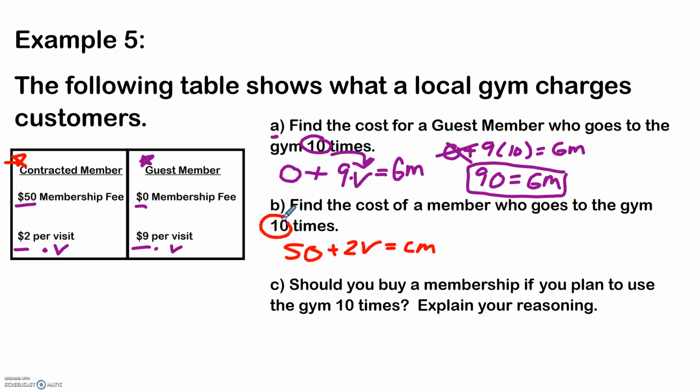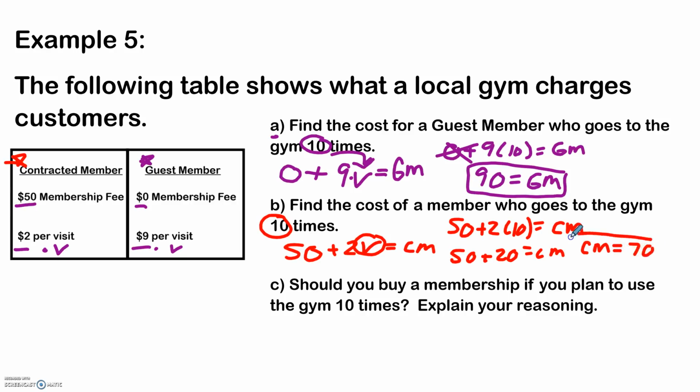I visit the gym 10 times, so I'm going to put 10 in for that V. So 50 plus 2 times 10 equals the cost of my contracted membership. Again, 50 plus 2 times 10 is 70. And my final answer for Part B is the contracted members would pay $70 in order to go to the gym 10 times. I want to be able to put units on my answers, and in this case it's money, so we're going to put little dollar signs.